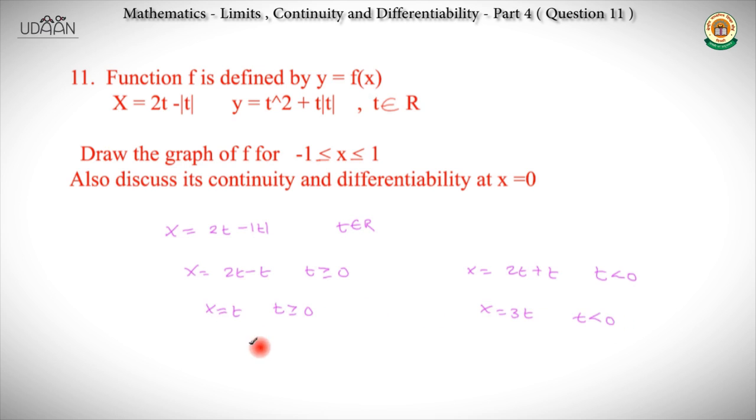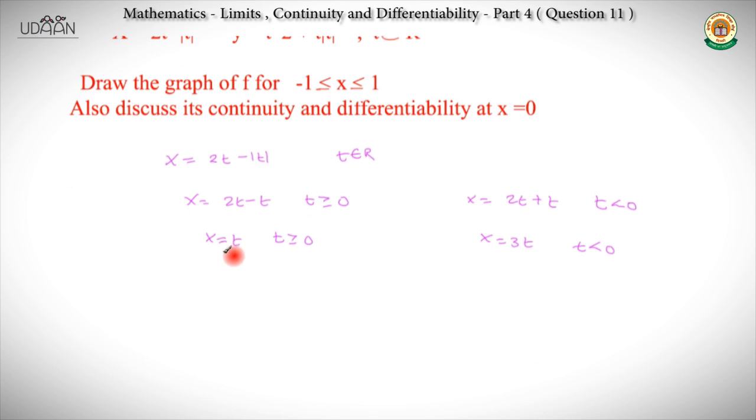Perfect. Since t is greater than 0, x equals to t. Whenever we need to find the domain of the second function, we need to check the range of the first function. So t is greater than 0 and x equals to t, so x will also be greater than 0. Similarly, t is less than 0 over here, so x will be less than 0. So when t is greater than 0, x is greater than 0, and when t is negative, x is also negative.